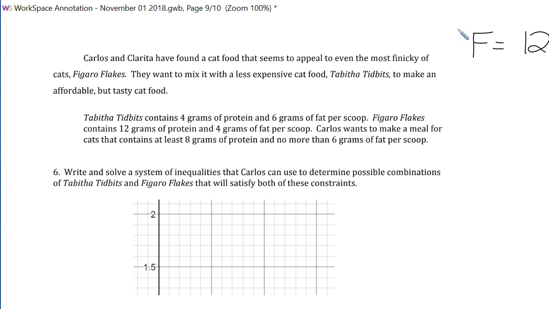Okay? And then for Tabitha, you've got 4 grams of protein and 6 grams of fat. And what you're doing is you're cutting this cat food, like a gangsta. You're going to take some of this cheap cat food and you're going to cut it up with some of this high-end cat food, and then you're going to make the cat food that you want.